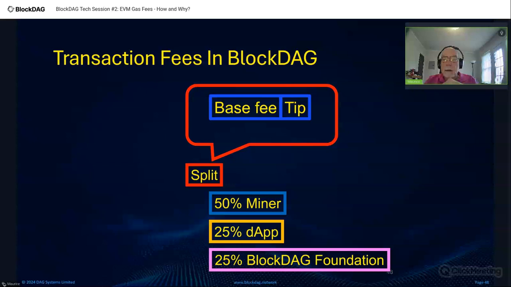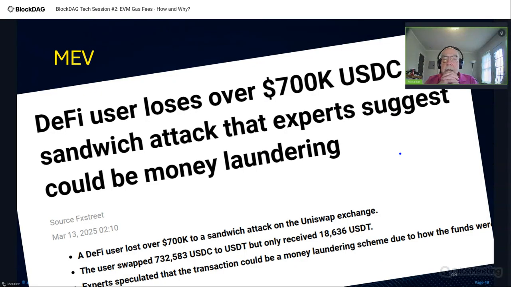Now, one thing that BlockDAG does that is different in a more radical way from Ethereum is there are measures in place to fight what's called MEV. Now, never mind what MEV stands for, because it changes from time to time, but basically MEV is a way that some of the players can bend the rules to disfavor certain clients. One of the most common ways is something called a sandwich attack.